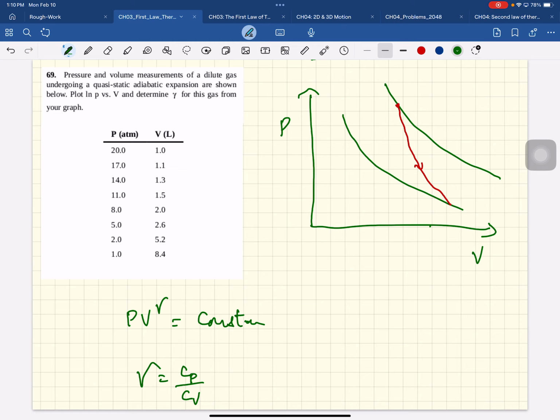Okay? So the more complex a gas, the smaller is gamma. Anyway, the important thing is along this curve, PV to the power of gamma is constant. There's another thing you can say, TV to the power of gamma minus 1 is also constant. So those are two things that are constants along that curve. All right, so pressure and volume measurements of a dilute gas undergoing an adiabatic expansion are shown below. So they give you various points along that curve.